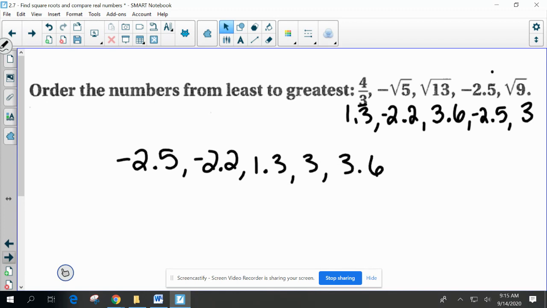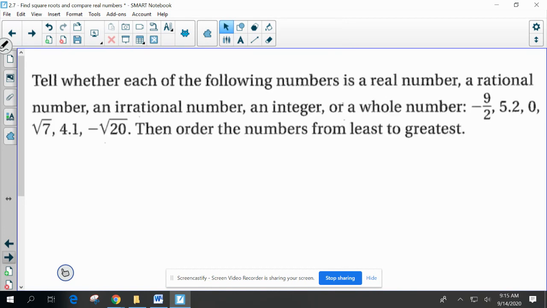So that's how I approach it, is I convert them all into the same format, like all decimal or all fraction, whatever I want to do. And then I order them from least to greatest. All right, so the next slide has another, is it rational, irrational, integer, or whole number? I think we're probably okay with not doing this again, if you guys think we are good with that.